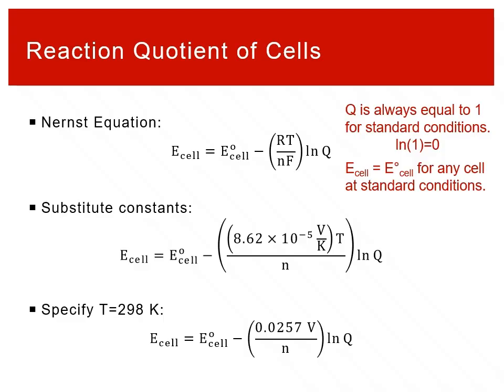So for any cell at standard conditions, because all of your concentrations are 1 and Q is a function of those concentrations, it's always going to have a value of 1. And so you're always going to be taking the logarithm of 1 right here. And so that's always 0, meaning that, as we would expect, if it's standard conditions, the potential of that cell is equal to the standard cell potential that we would predict.